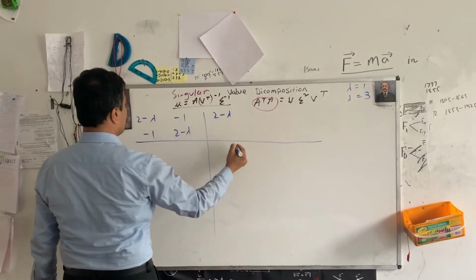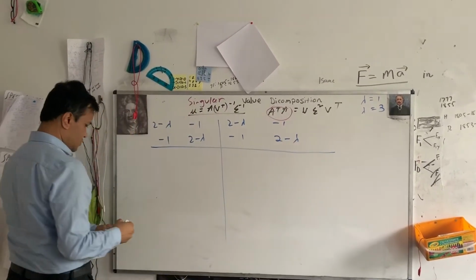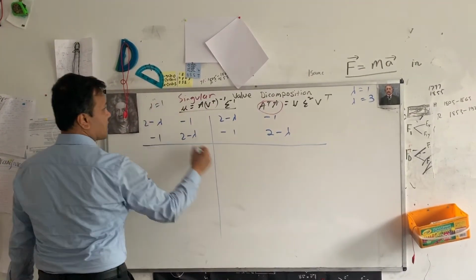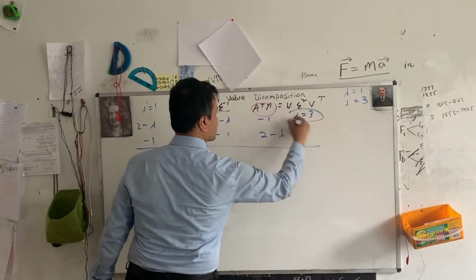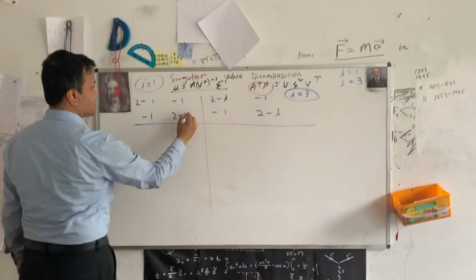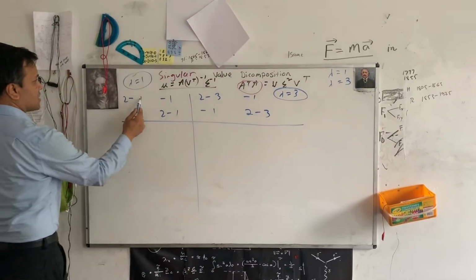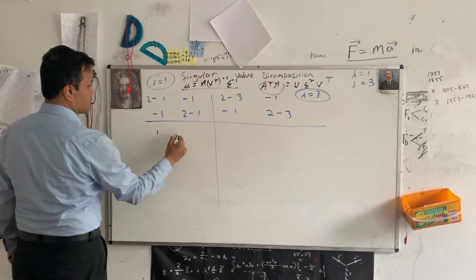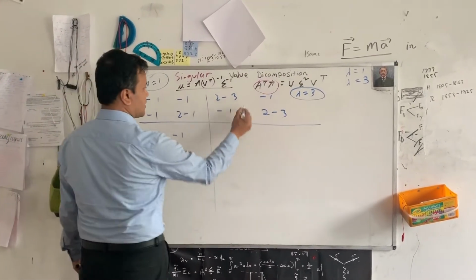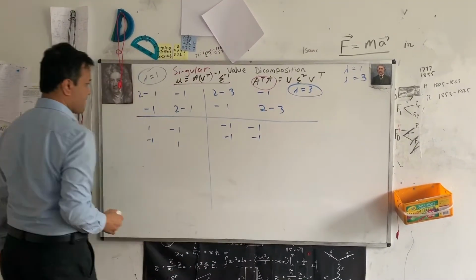So 2 minus lambda, minus 1, minus 1, 2 minus lambda. I'm going to do this for when lambda is 1 and when lambda is 3. So I have two eigenvalues, don't forget that. If you replace it by 1, and replace it by 3, what do you get? You get 1, minus 1, minus 1, 1, and then minus 1, minus 1, minus 1, minus 1.